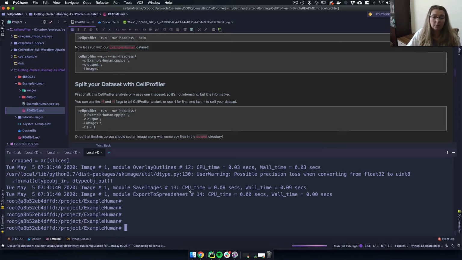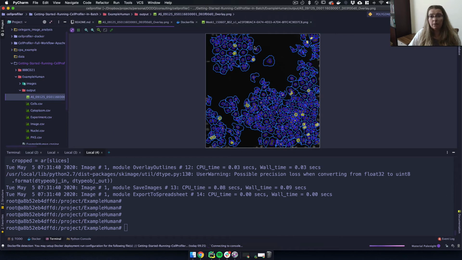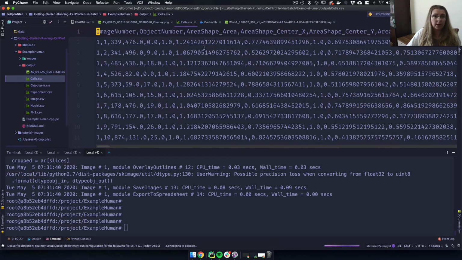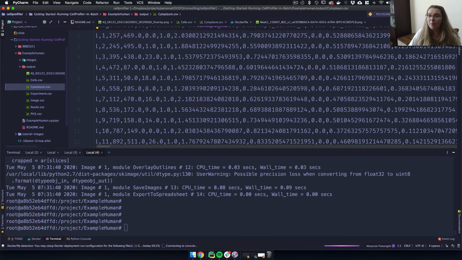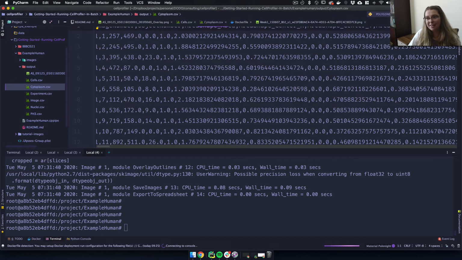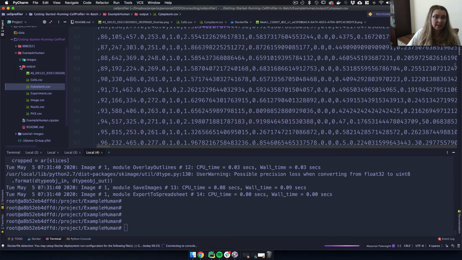And then my input is images, and you can see, here it is. We're all good. And then you can see right here, we have an overlay, and then we have our cells. Hopefully you all know what this means. But anyways, we have data, and presumably it's very nice data, and we would want to do something with it afterwards. So that's the end of that example.